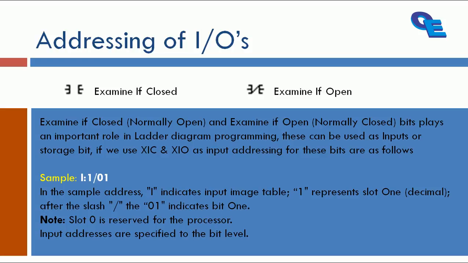From input slot 1, the first input is the address for that particular slot or bit. If we use I colon 0 by 01, the first 0 indicates slot 0, and 0 is reserved for the processor. If the processor has any inputs, then we have to take them as 0 by 00, 0 by 01, 0 by 02, 0 by 03, like this. The input addresses are specified to the bit level only.